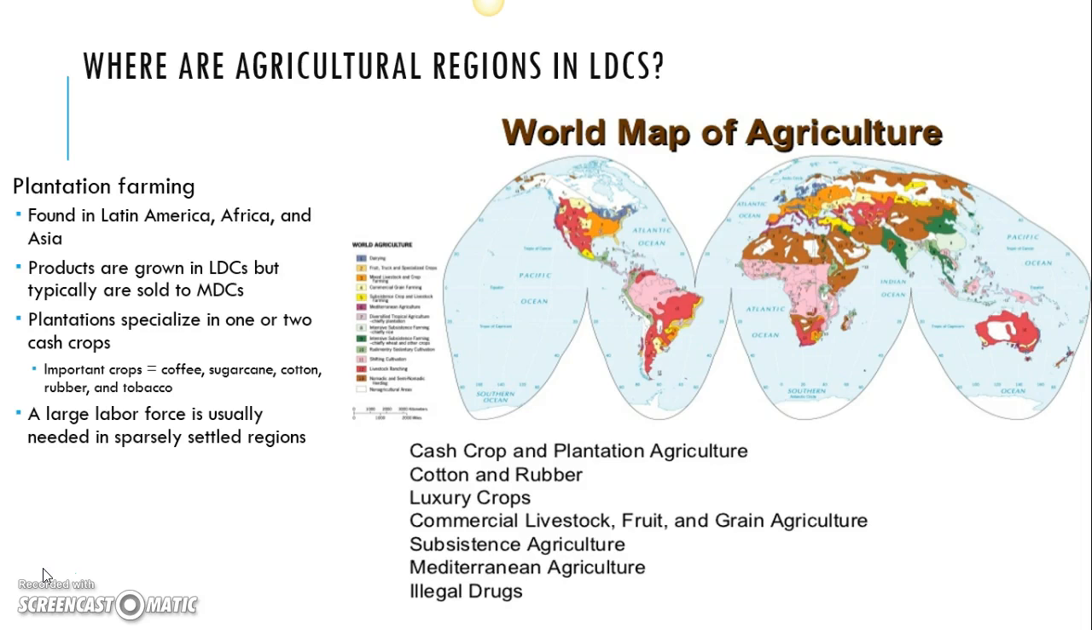Some of the most important cash crops and plantation crops are things like coffee, sugarcane, cotton, rubber, tobacco. For the most part, not necessarily crops you can eat. Okay, it requires a large labor force, typically of some degree of skill. Okay, and usually they do these in sparsely settled regions, and sparsely just means they don't have a lot of people. And the reason for that is that plantation agriculture requires a lot of land in order to produce in the quantities that are needed.